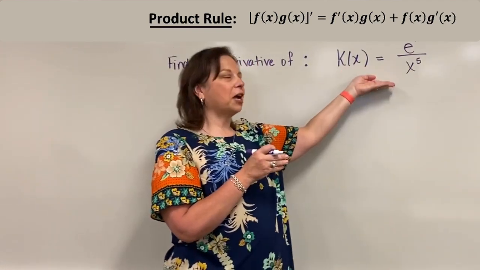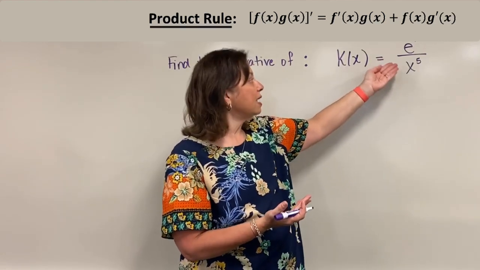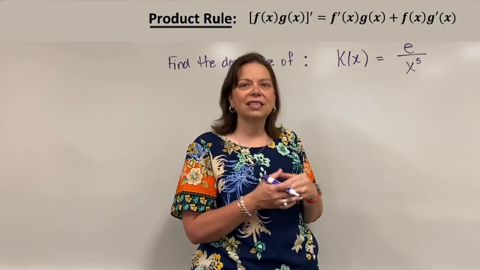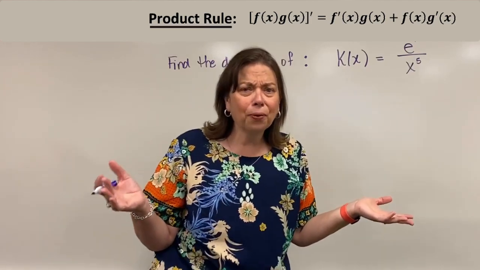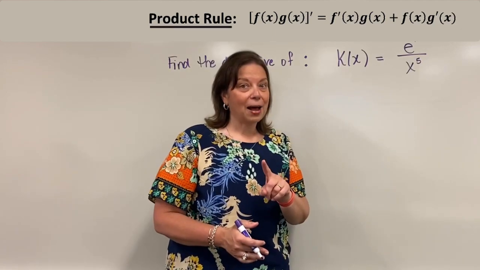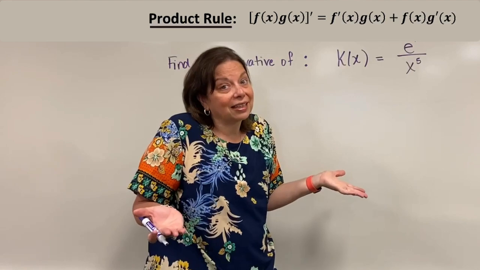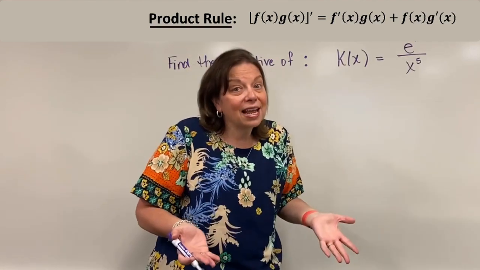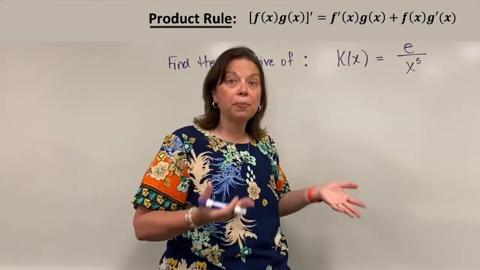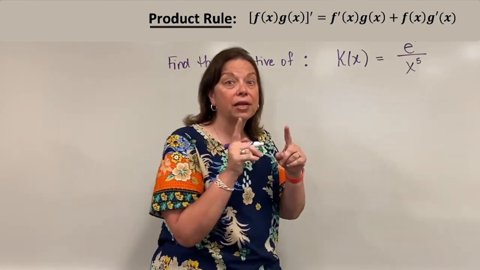But you might check out the function that I have here. K of x is equal to e to the x divided by x to the fifth, and say to yourself, well, we don't have a product here. Well, actually we do. Watch what happens. Now, I will say most students don't really like fractions or things that are written as ratios, and so there's a big propensity to actually rewrite this function as a product, and we can do that.